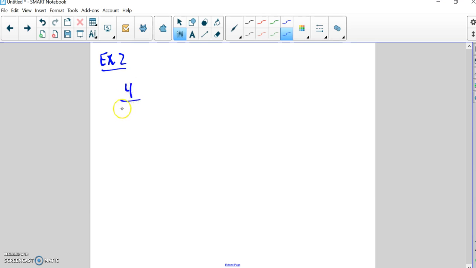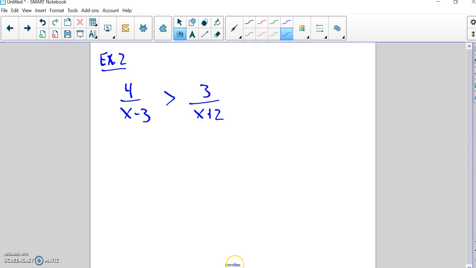4 divided by x minus 3 is greater than 3 divided by x plus 2. Okay, now there's a little bit more algebra for us on this one that's going to be involved at the beginning. But you'll actually see that this one, when we start doing the little number line, is going to be a little bit easier.